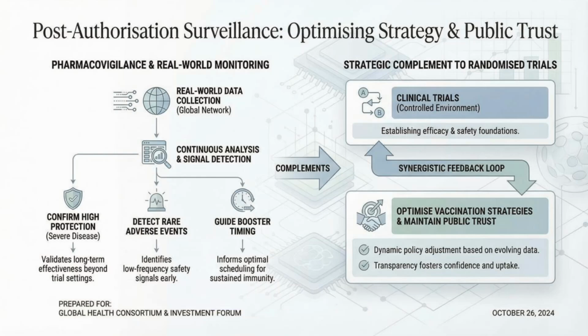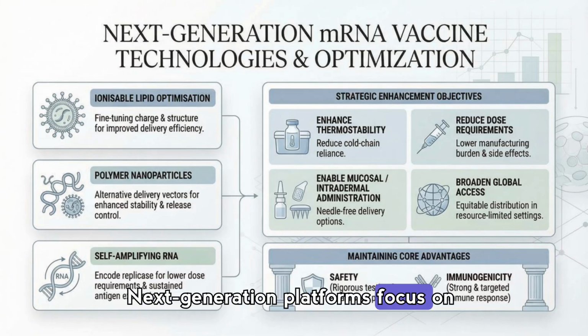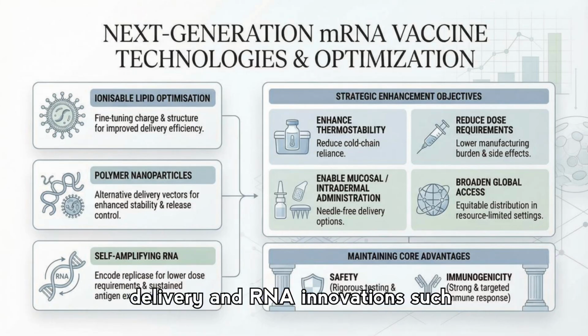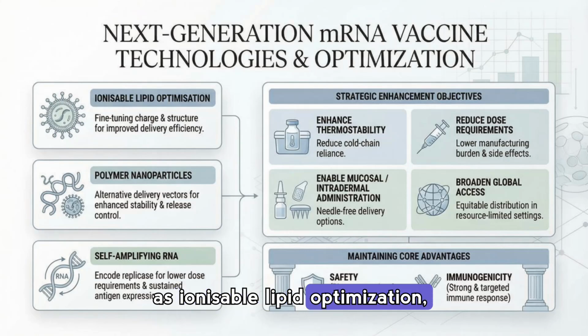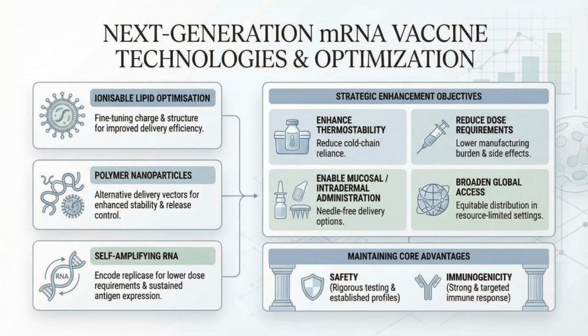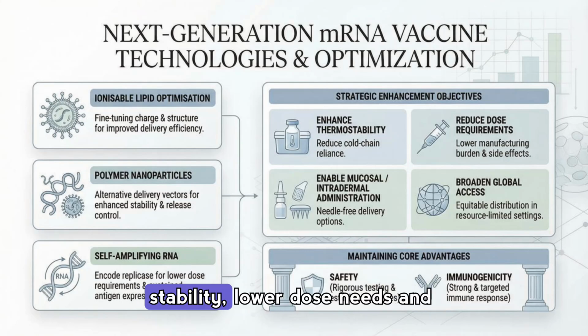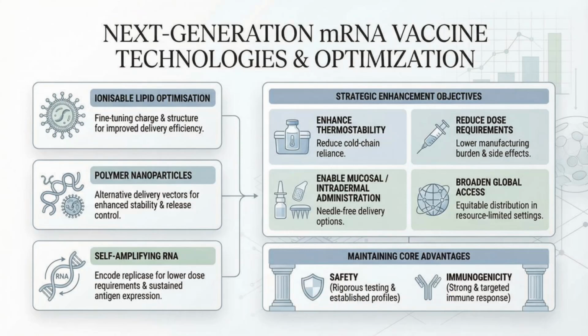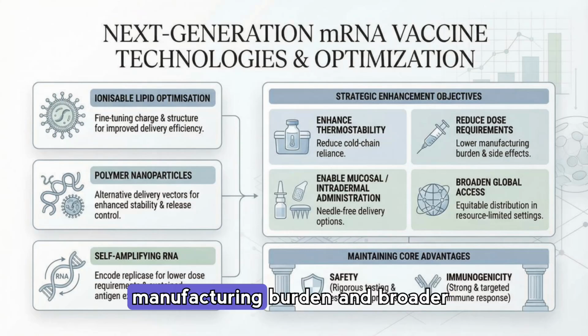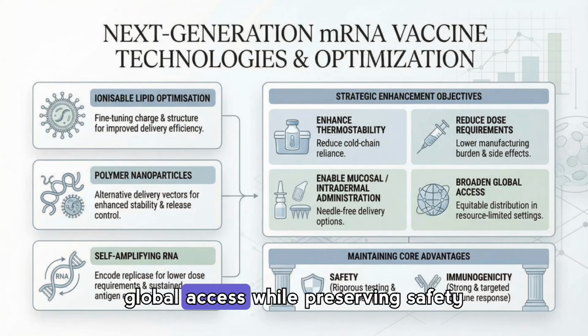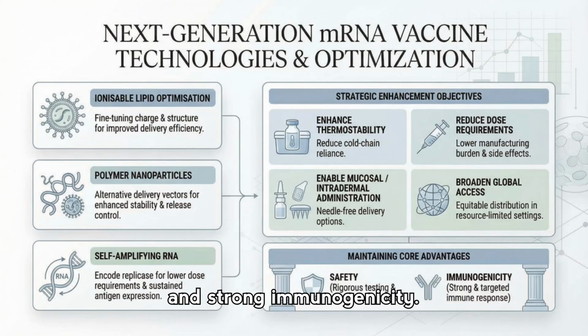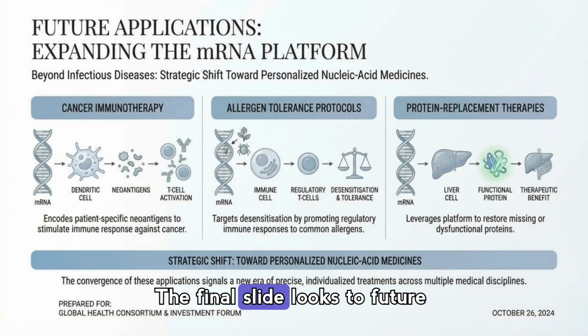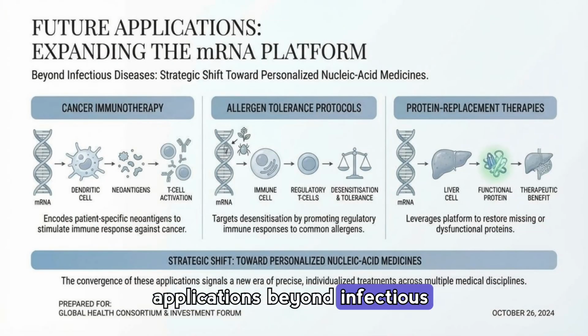and vaccine uptake. Next-generation platforms focus on delivery and RNA innovations, such as ionizable lipid optimization, polymer nanoparticles, and self-amplifying RNA to improve stability, lower dose needs, and enable alternative administration routes. Strategic goals include better thermostability, mucosal or intradermal options, reduced manufacturing burden, and broader global access, while preserving safety and strong immunogenicity.